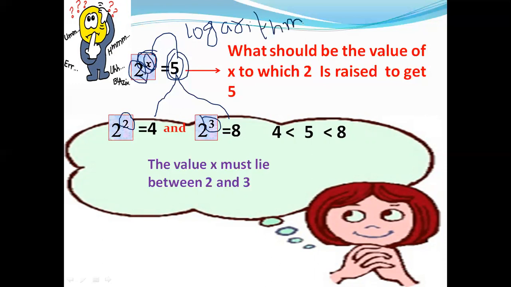We simply write logarithm as log. Log means logarithm. This is a new relation between the power and result. So what is logarithm? 2 power x is equal to 5. Here, logarithm is a new relation between power and result.